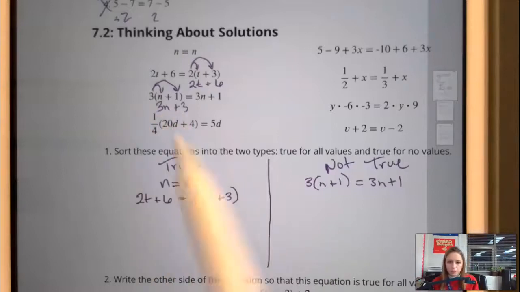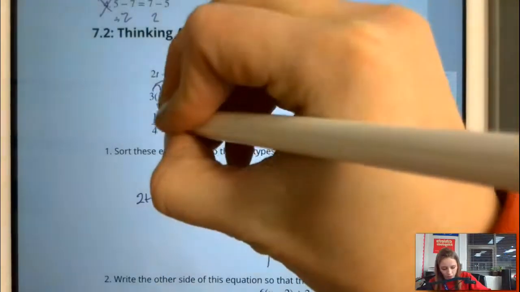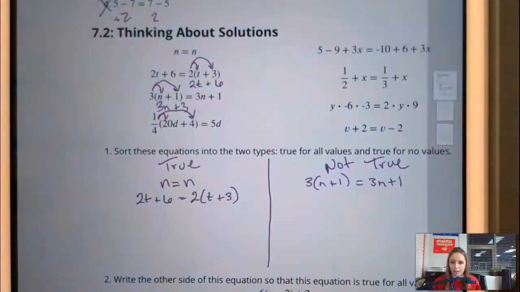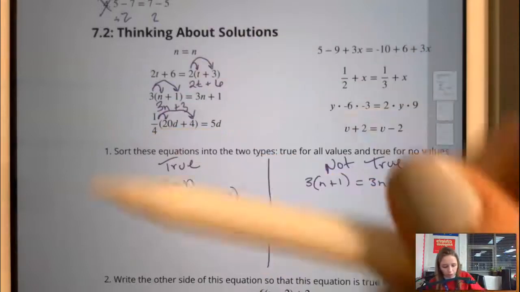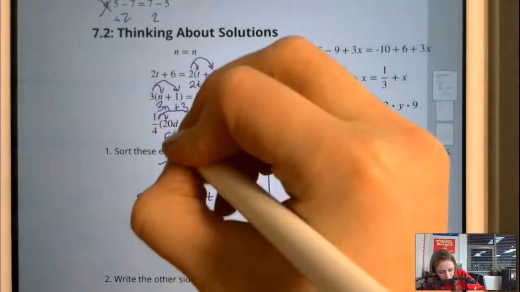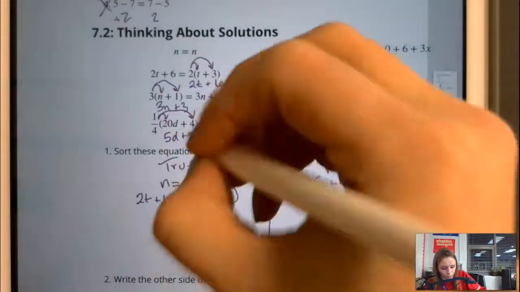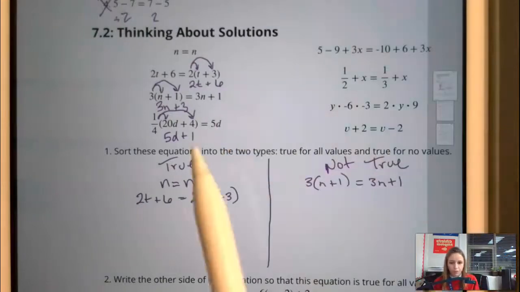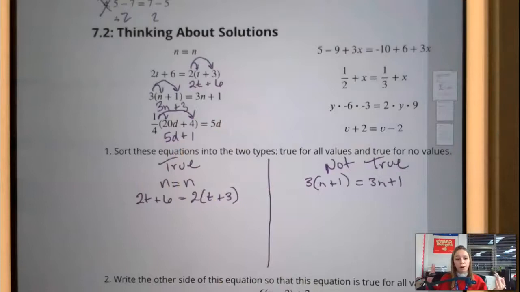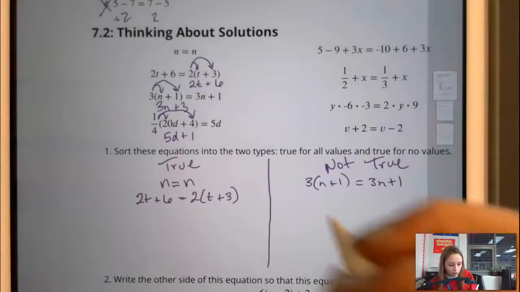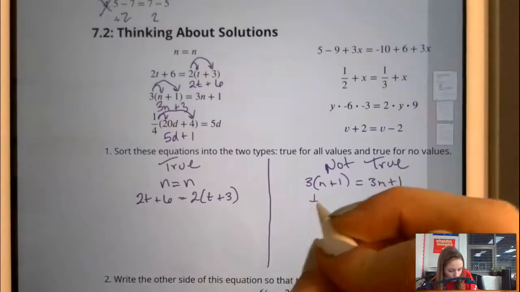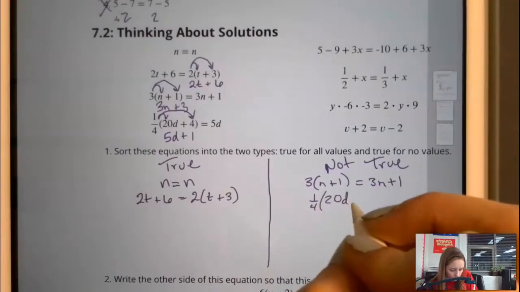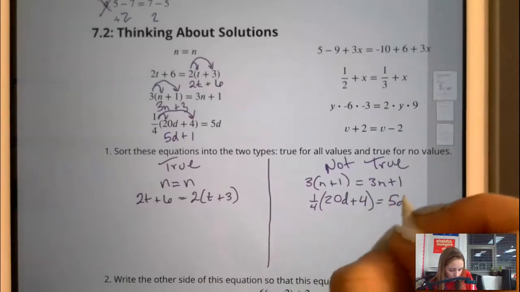Alright, let's look here. Let's distribute that 1/4. So what you can think in your head is either 1/4 times each of those, or you can think of each of these numbers in the parentheses divided by 4. So 20 divided by 4 gives me 5d, and then 4 divided by 4 is 1, and that does not equal 5d. We had that plus 1 here. So it's always going to be off by 1, no matter what we plug in. So this would be not true. Very close, but not quite.